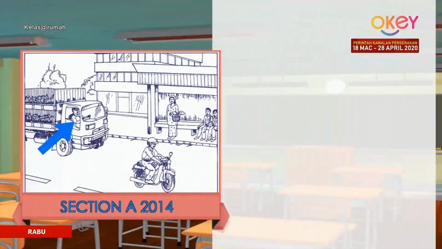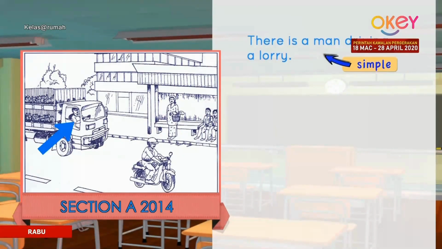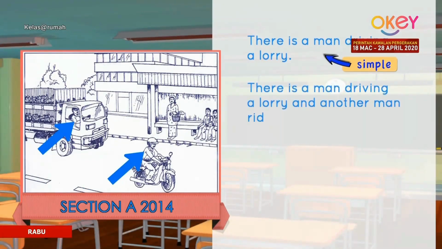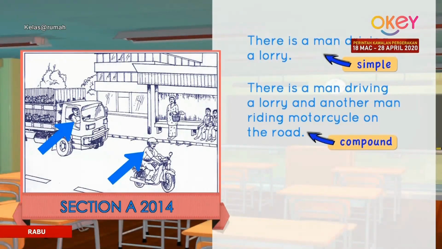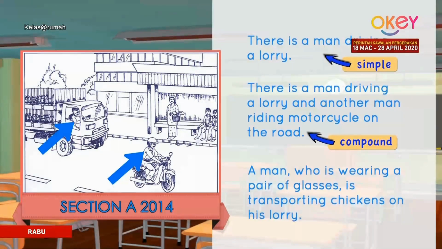At the most basic level, you may write a simple sentence like, there is a man driving a lorry. If you're feeling confident, you may write a compound sentence describing what the lorry driver and the motorcyclist are doing. There is a man driving a lorry and another man riding a motorcycle on the road. For the excellent students, you can write a complex sentence describing what the person is wearing as well. A man who is wearing a pair of glasses is transporting chickens on his lorry.